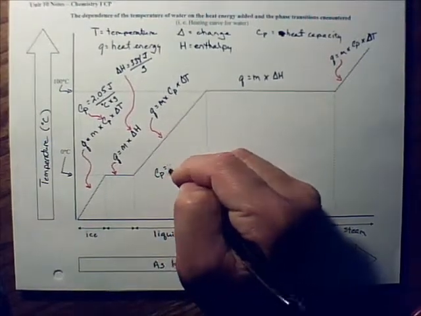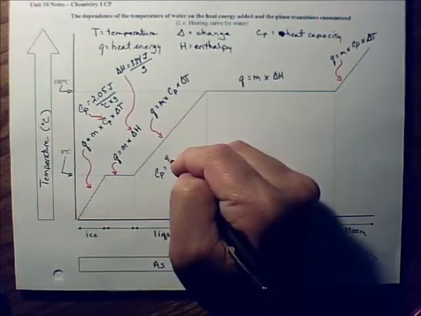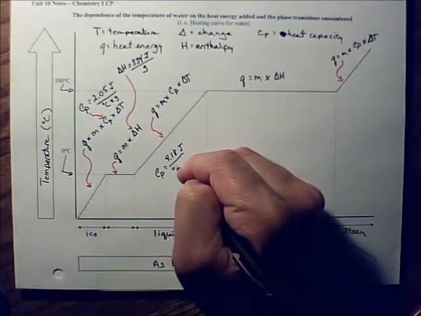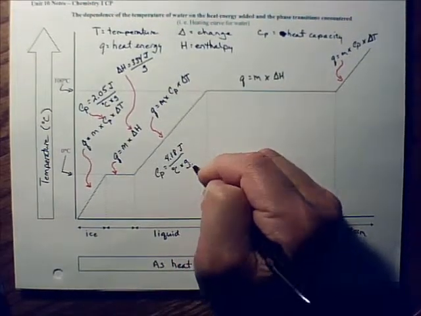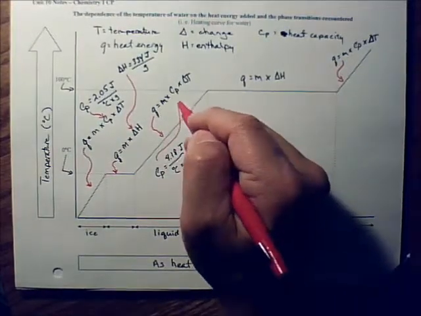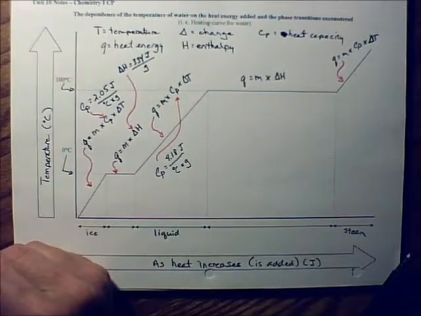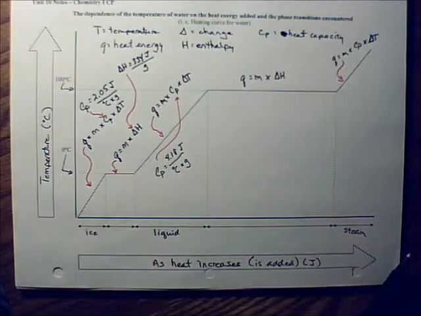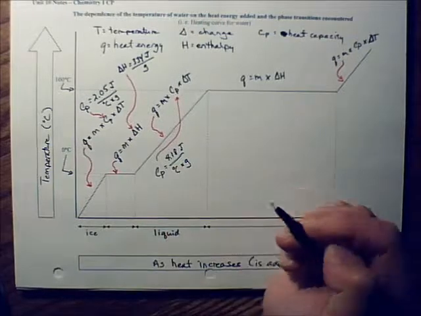And this specific heat is 4.18 joules per degree C times grams. So this is the specific heat for liquid water. Four point one eight.